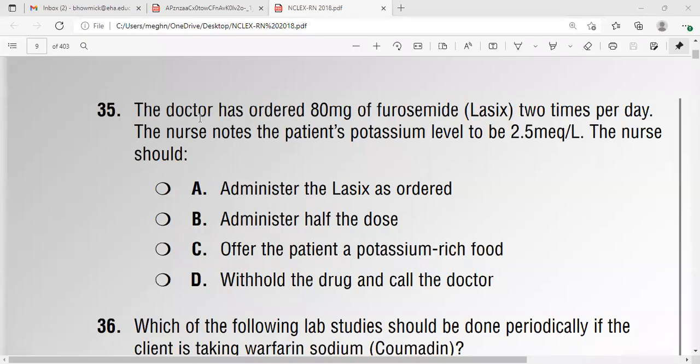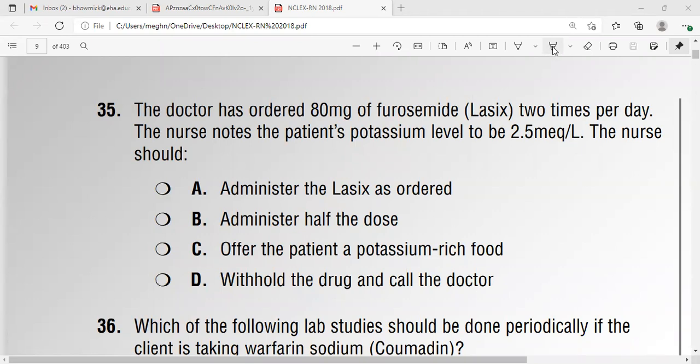So question here: the doctor has ordered 80 milligrams of furosemide. Another name for furosemide is Lasix. It is a diuretic, given 2 times per day. The nurse notes the patient's potassium level is 2.5 milliequivalents per liter.